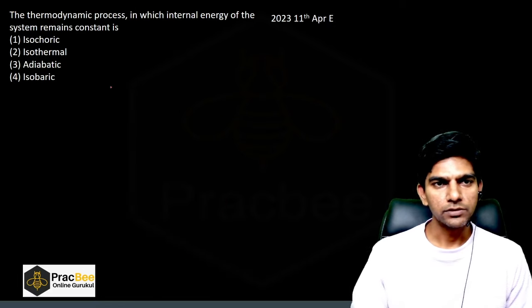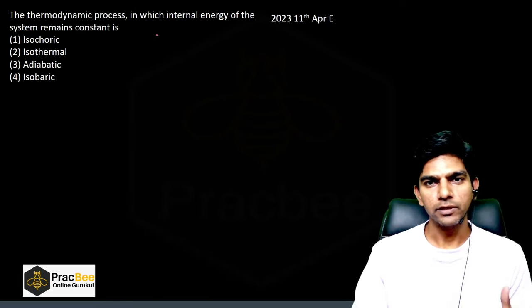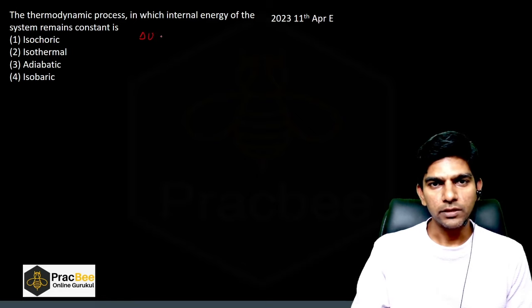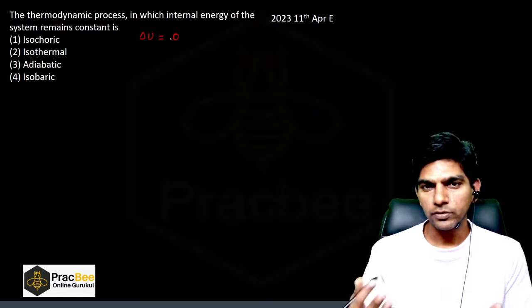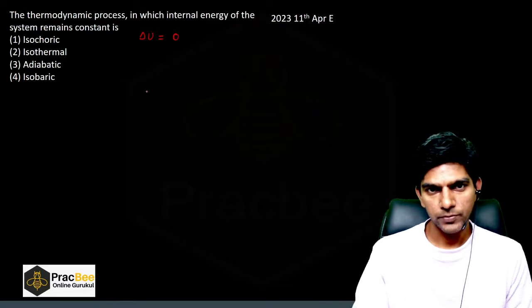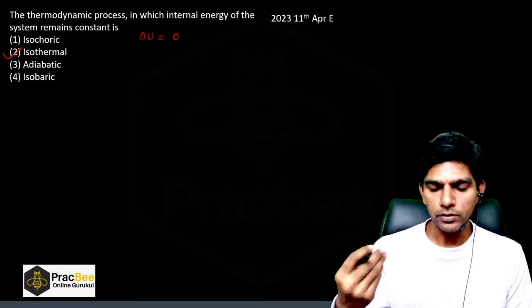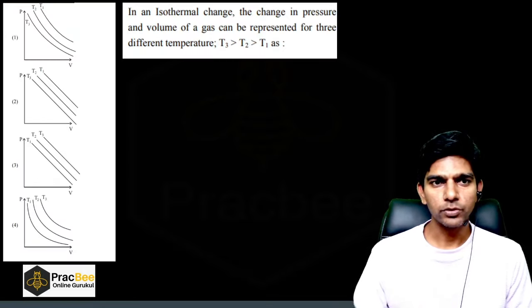Now let us see another illustration. The thermodynamic process in which the internal energy of the system remains constant. Internal energy remaining constant means delta U is 0. Delta U is 0 when delta T is 0. So in the case of an isothermal process, the internal energy will not change.